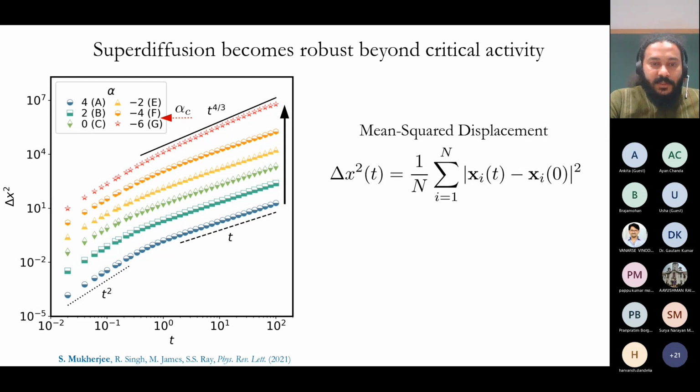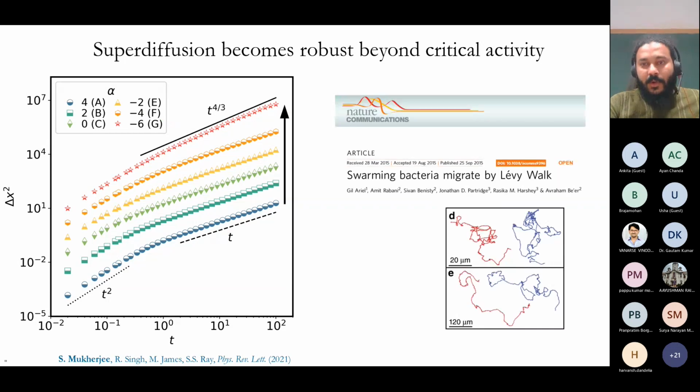And that's very exciting because this was something that was not seen in simulations of active turbulence before, but it's very important. Why? It's because of one paper that came out some time ago, which showed that bacterial swarming can actually have Levy walks.